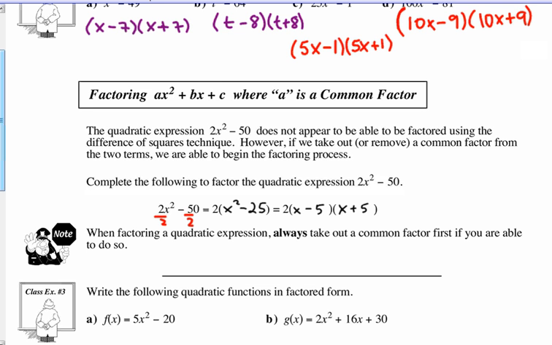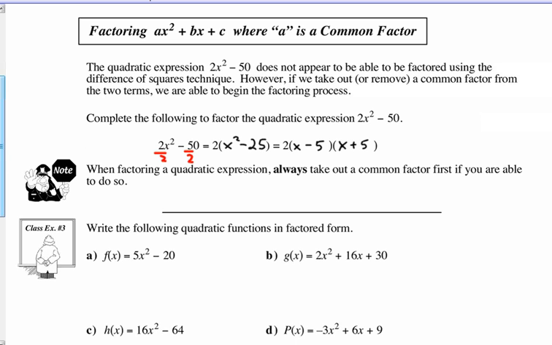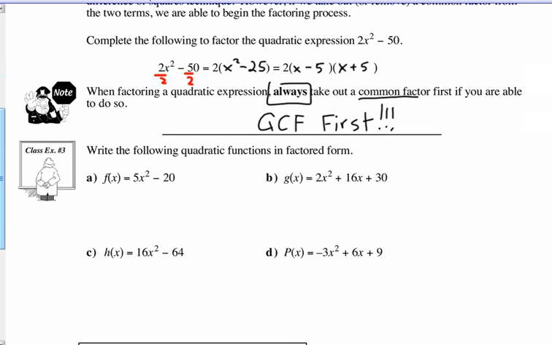So notice how initially they weren't perfect squares. But after we common factored, something just suddenly bloomed. And they came out. So when factoring a quadratic expression, always take out a common factor. GCF is always your first step. Okay? GCF first. Greatest common factor.